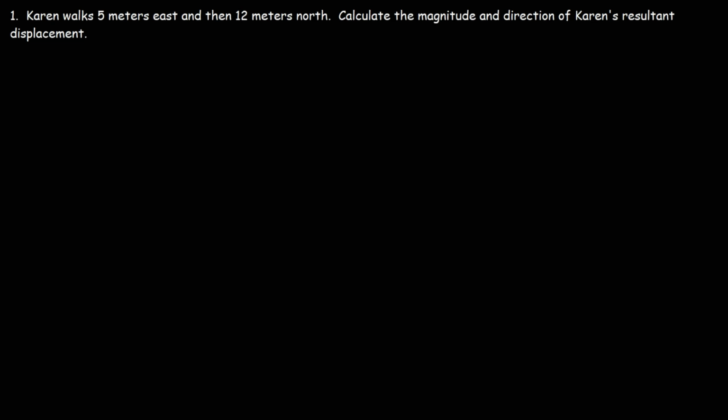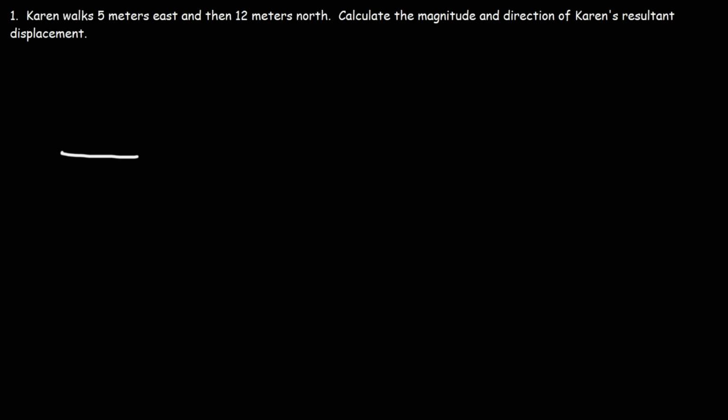In this video, we're going to focus on solving problems that involve calculating someone's resultant displacement. So let's work on this one. Karen walks 5 meters east and then 12 meters north. So let's draw a picture.